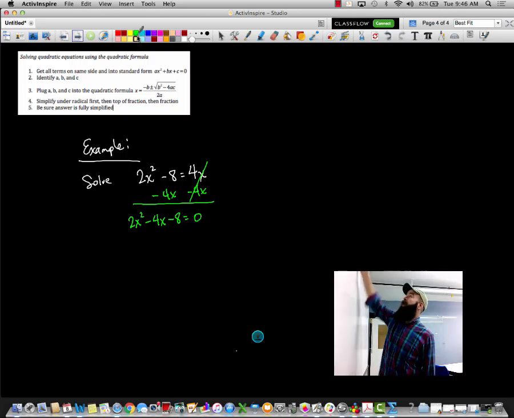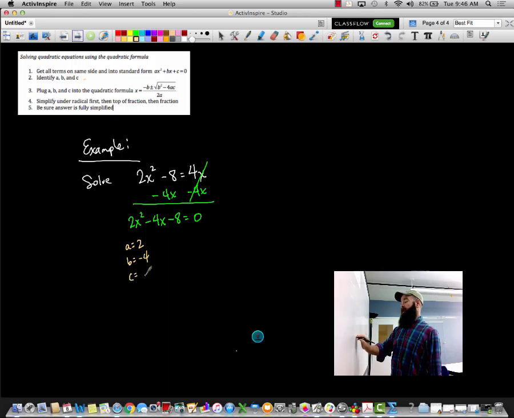Second step, identify A, B, and C. A, in this case, would be 2. B, in this case, would be -4. And C, in this case, would be -8.